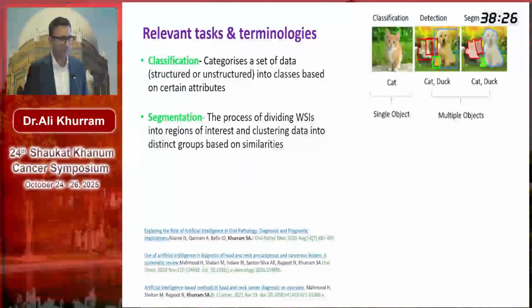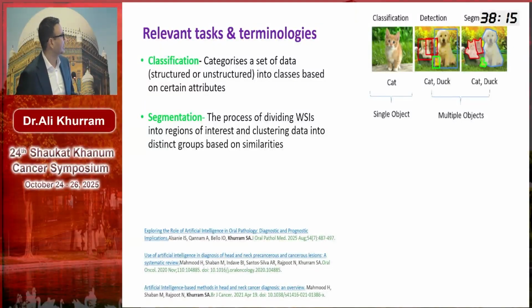So I'll just briefly touch upon some of these terms that might come up in my talk. So classification basically means that we are trying to ask whether there is cancer or no cancer in a slide. In this case, I'm giving an example of a cat. So if the image has a cat or no cat, an AI model can tell you whether that's the case. Detection allows simultaneous identification of different types of features. And segmentation means that you can also identify where those features might be present.